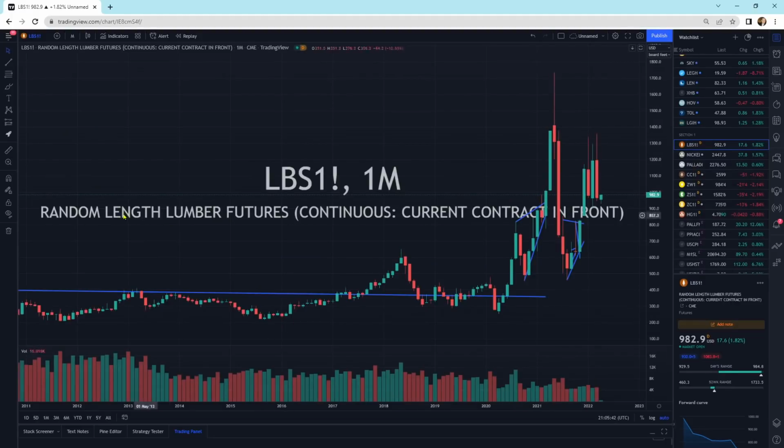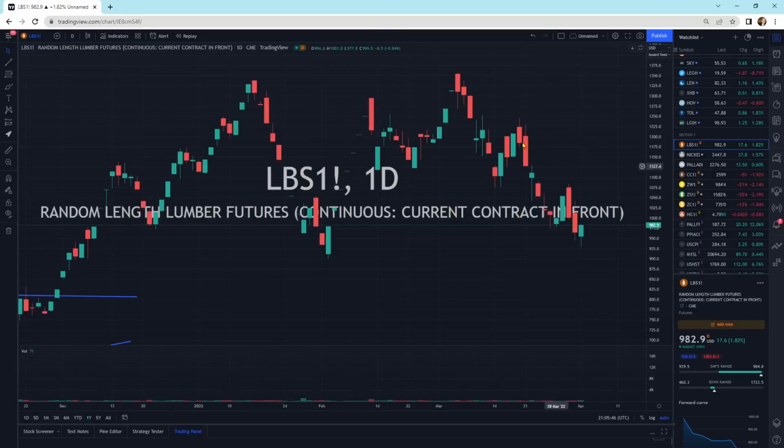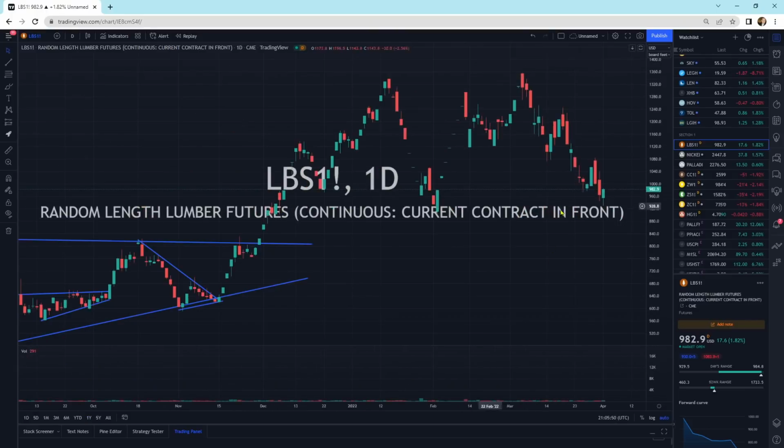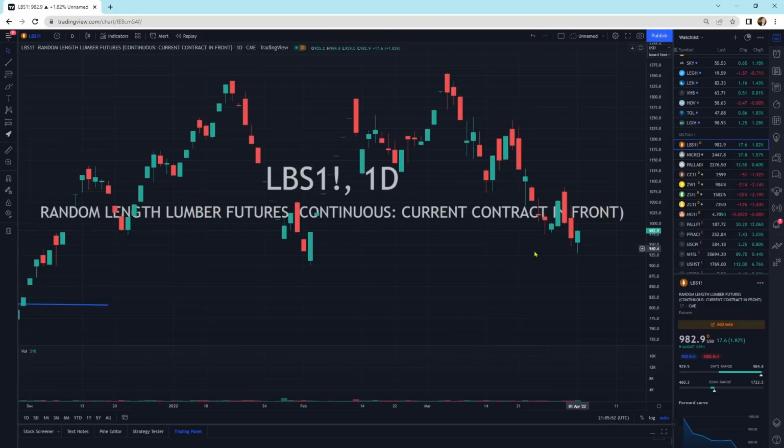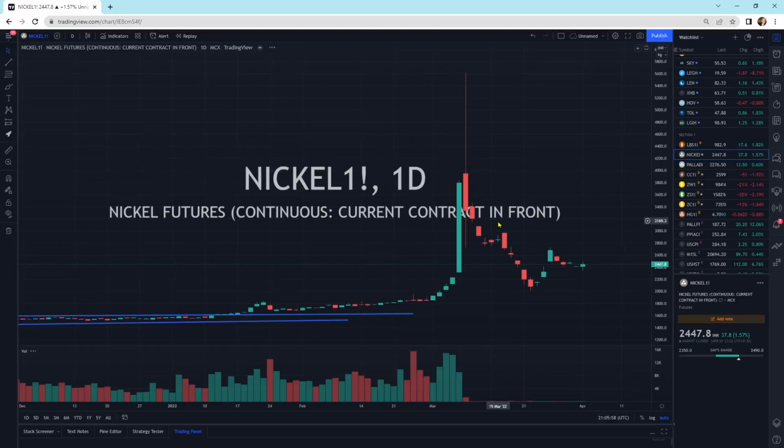Here are the lumber prices. Lumber, again, we're just kind of moving on down a little bit. We're coming to support. You can see that little wick at the bottom here. It looks like support's going to try to hold. We'll see what happens. Nickel, this thing had a massive bull market run. It's consolidating at the moment.